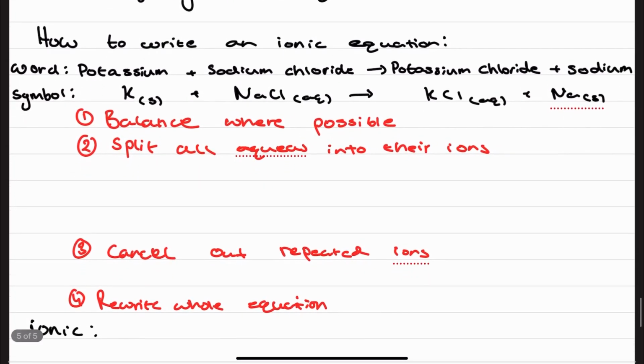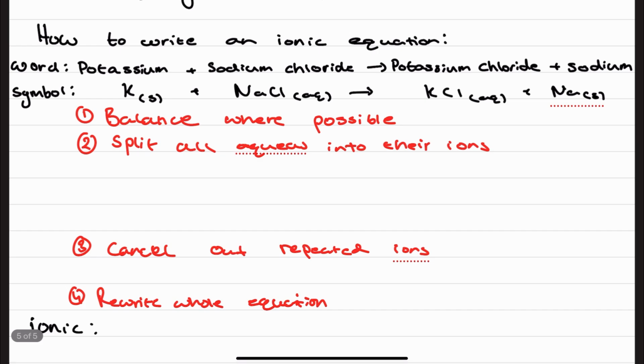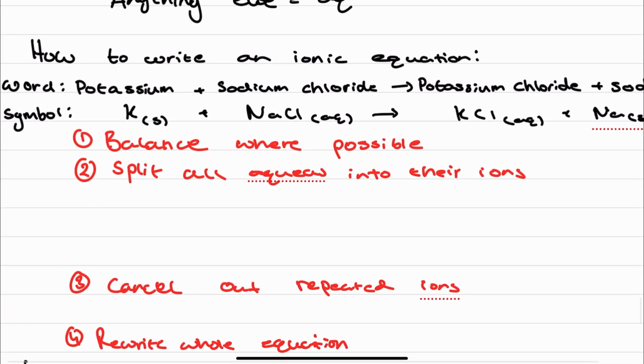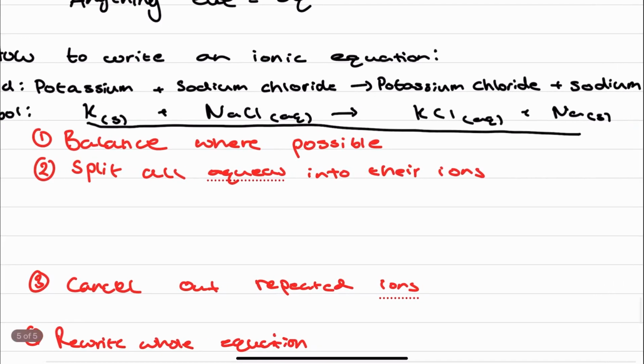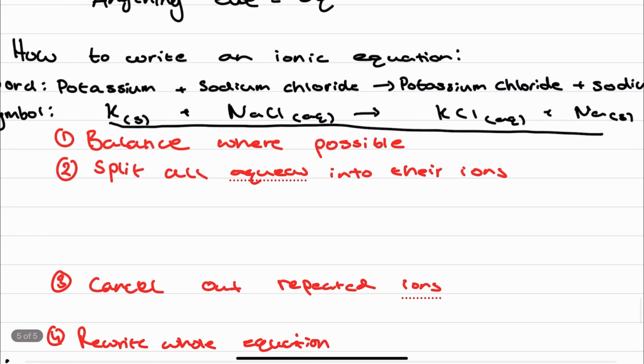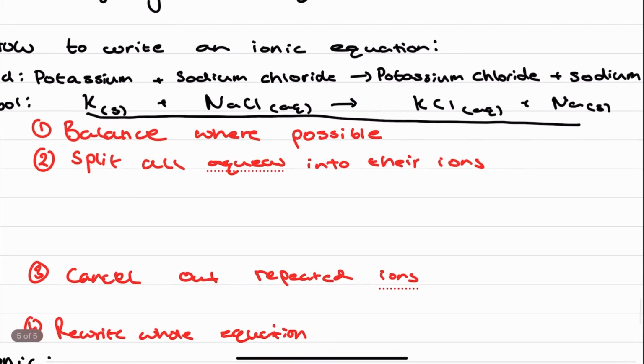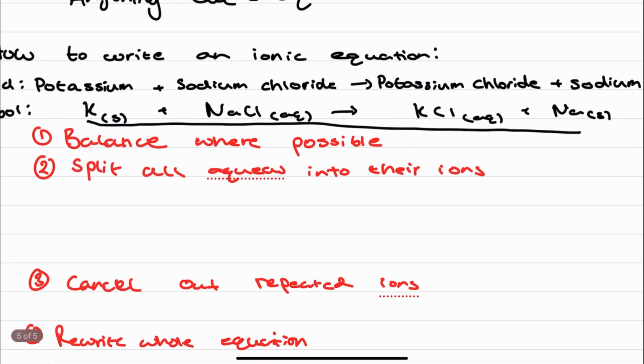Now, how do we write an ionic equation? So, using this as an example, which is K + NaCl → KCl + Na. As an example, we'll write out an ionic equation. So now pay attention to the state symbols. It's very important. So first is we balance where necessary. Now this equation doesn't need any balancing. If there was an equation that needed balancing, you just balance both sides.